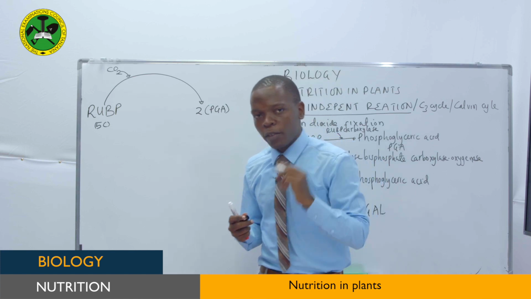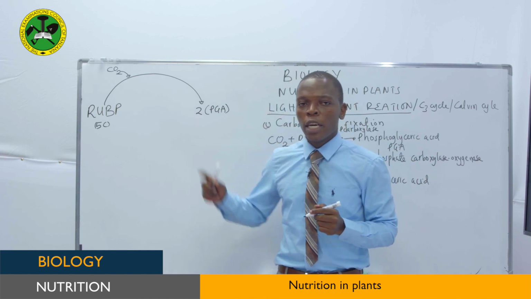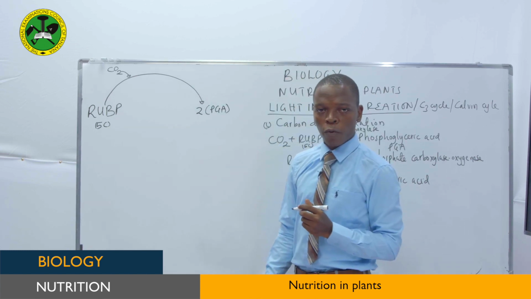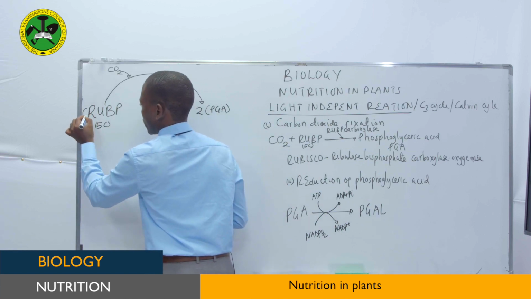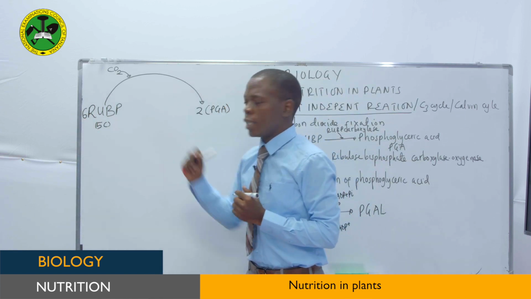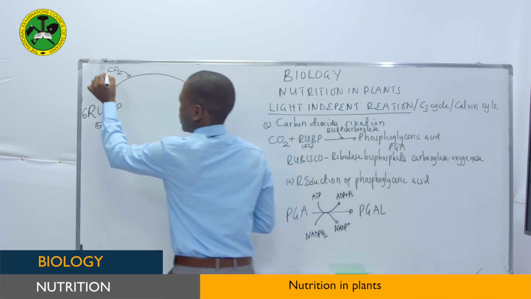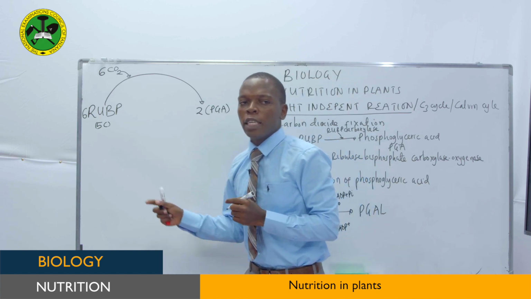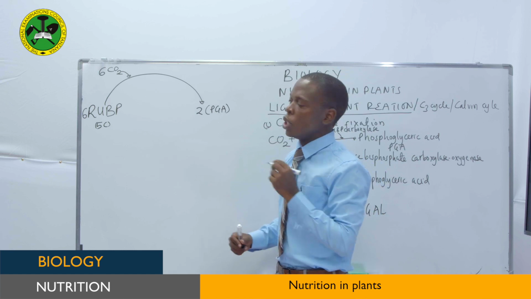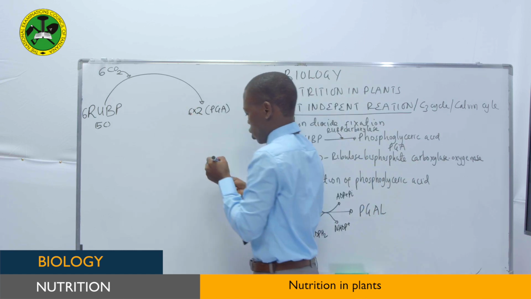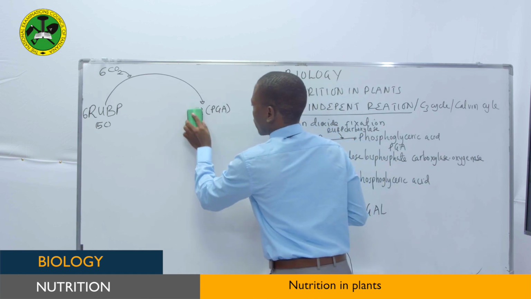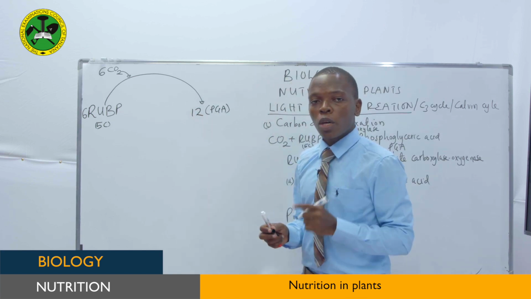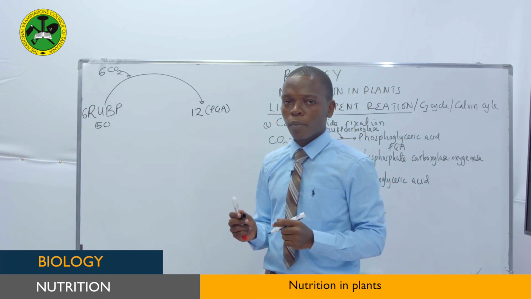Okay, but as we have said, for one molecule of glucose to be made, this cycle must run 6 times. Therefore, let's assume that we have 6 molecules of RuBP. When these 6 molecules of RuBP accept 6 molecules of carbon dioxide, they will form 12 molecules of phosphoglyceric acid.